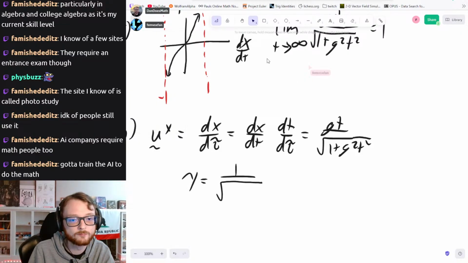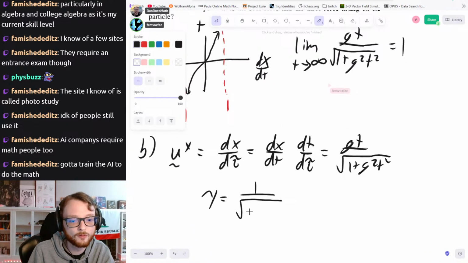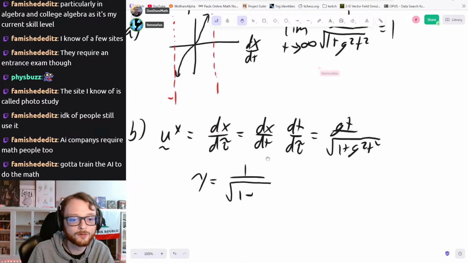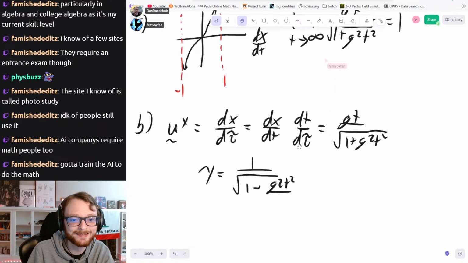Well, okay, but what is it? It's 1 over the square root of 1 minus v squared, right? So would we have to put 1 over the square root of 1 minus that whole thing? It's not squared? It's not gonna be pretty, but yeah, I guess.